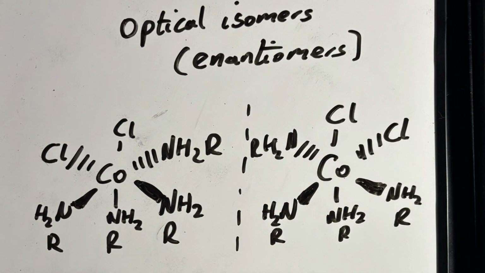Octahedral can also generate optical isomers or enantiomers, and you can see here that these two are mirror images of each other, and these can also occur in any complex ion containing 3 bidentate ligands.